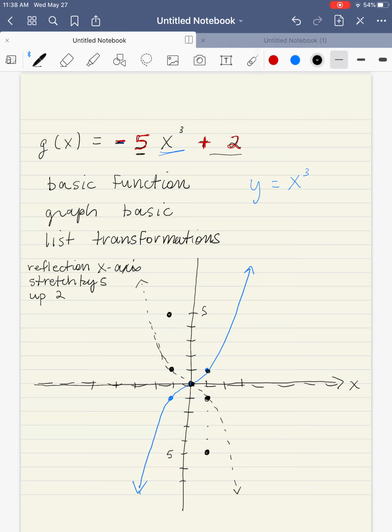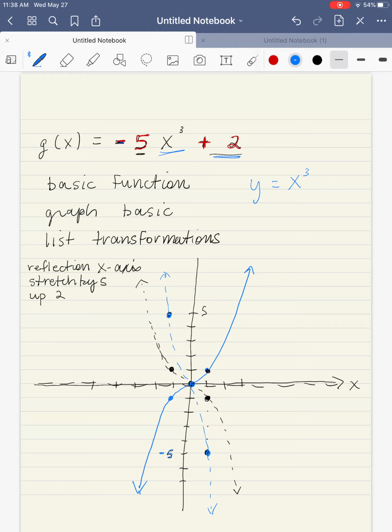And I have this point right here. And I'm going to do this in a blue dashed line. This is still not my final answer. That is the reflection and the stretch so far. And then finally, I'm going to do my +2, up 2 units. So what happens here is that each one of these 3 points moves up 2 units.